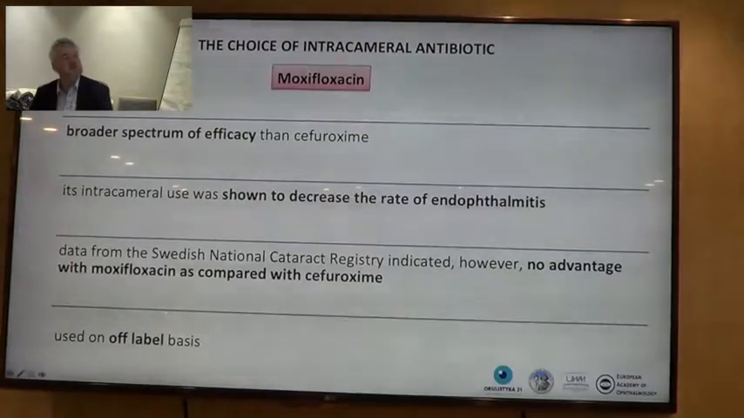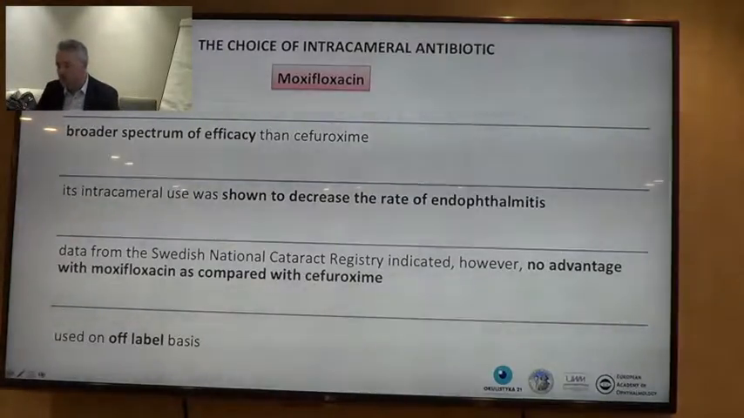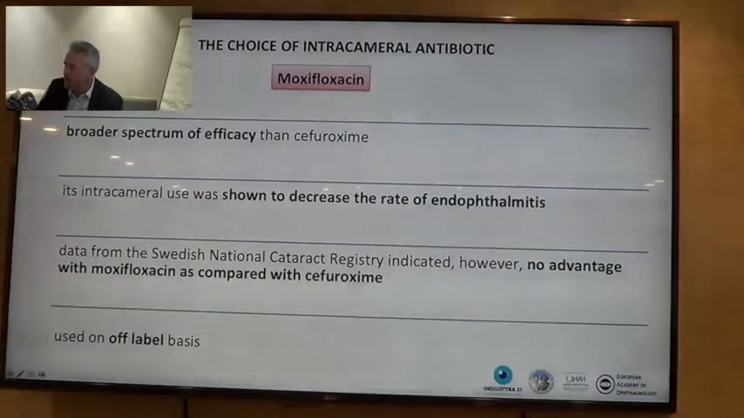And last but not least, moxifloxacin. It certainly has a broader spectrum of efficacy than cefuroxime. Its intracameral use was shown to decrease the rate of endophthalmitis. However, the data from the Swedish National Cataract Register show no advantage with moxifloxacin compared to cefuroxime, and it is used on an off-label basis. In Europe, I need to add, we have an on-label medicine, which is called Iprocam. This is cefuroxime. That makes it much easier to use because of the legal issues. Moxifloxacin must be used on an off-label basis all over the world.